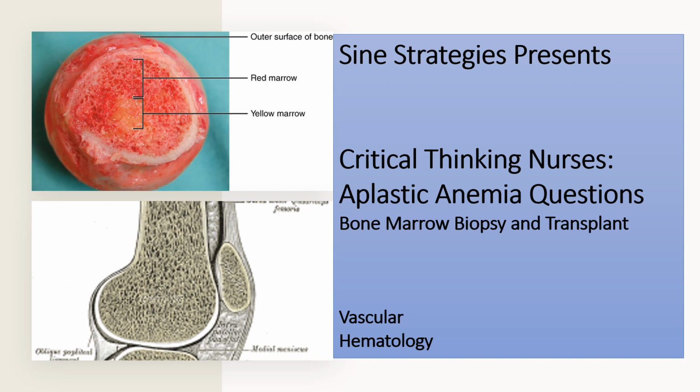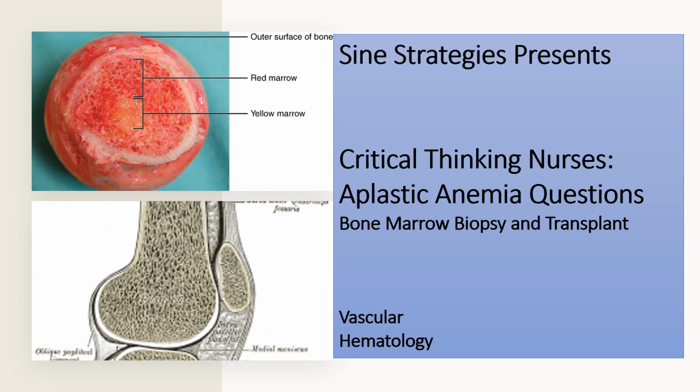This video will be going over aplastic anemia by doing 5 questions. There will also be questions about a bone marrow biopsy and bone marrow transplant, also called a stem cell transplant. And the reason we're talking about that is because aplastic anemia has everything to do with whether the bone marrow is making those red blood cells or not.